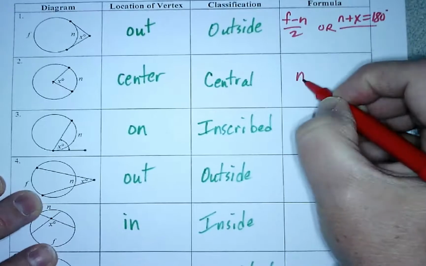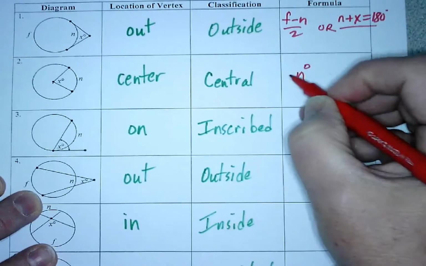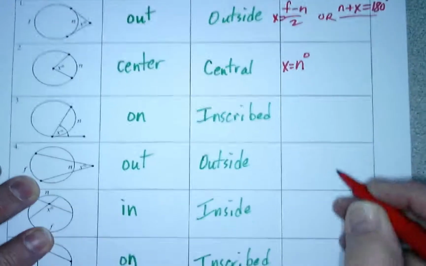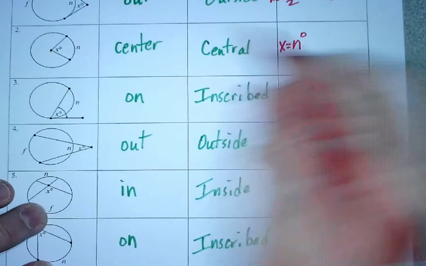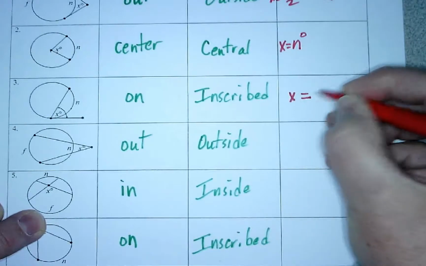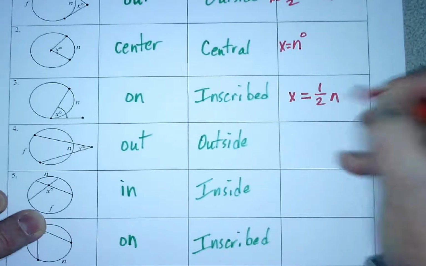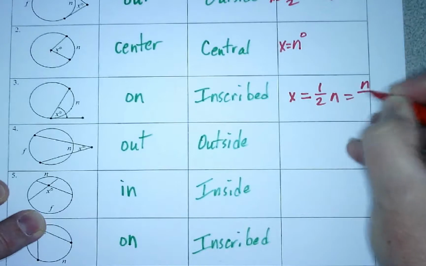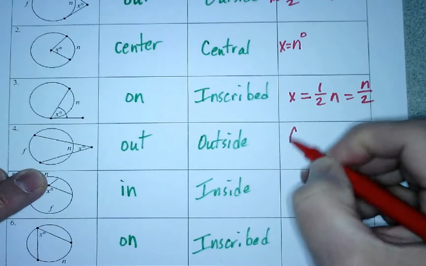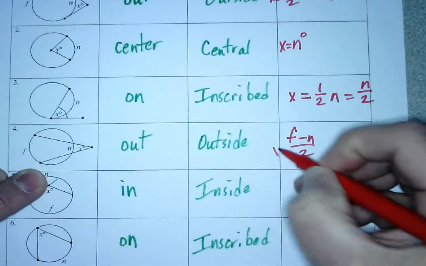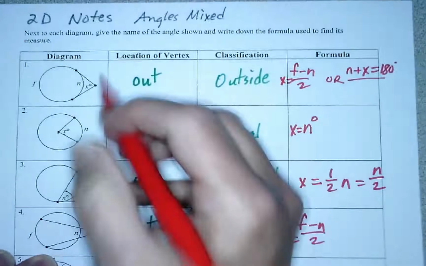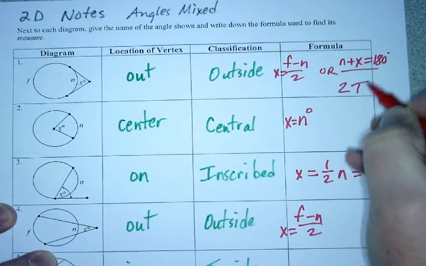This is a central angle, so I should put x equals, sorry. Okay, that's a central angle. Those two angles and arcs are going to be exactly the same. In this case, x is going to equal 1/2 n, okay, which is also sometimes written as just n divided by 2. The outside ones, f minus n divided by 2. Now this one does not have that shortcut. The shortcut is only if I have two tangents.